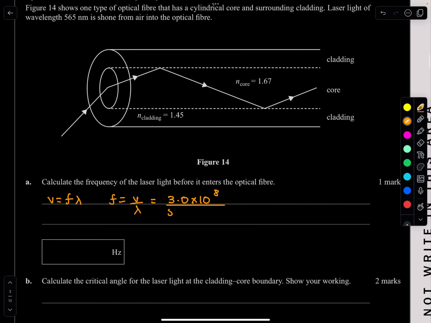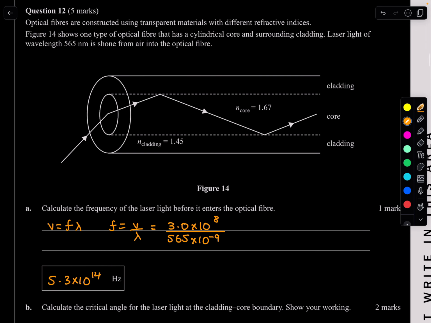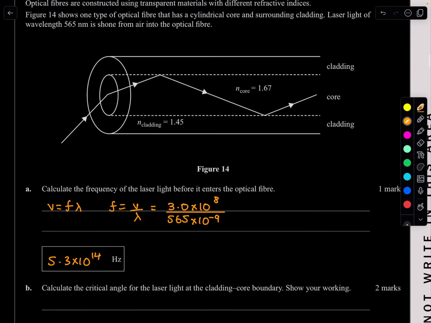565 nanometers. So 565 times 10 to the power of -9 to get it in meters, basically. And that's going to give me my answer. 565 times 10 to the -9. So basically, I get 5.3 times 10 to the power of 14 hertz. Easy. Have I made any mistake? Looks good. Yep. Next question.